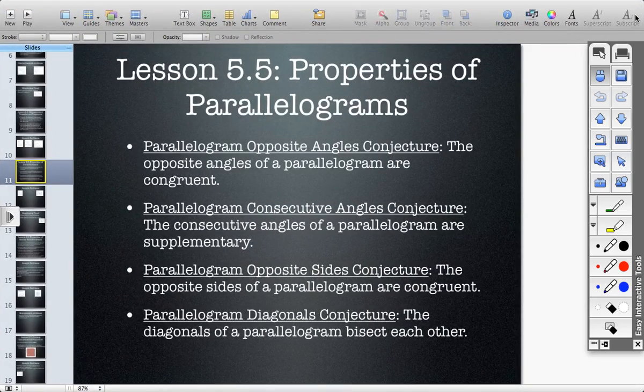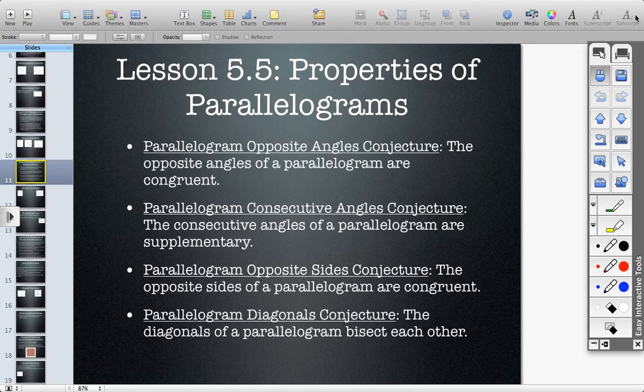Right, so we are going to continue with our summary for lesson 5.5, talking about properties of parallelograms. The conjectures we discovered in our investigation were the parallelogram opposite angles conjecture: the opposite angles of a parallelogram are congruent. The parallelogram consecutive angles conjecture: the consecutive angles of a parallelogram are supplementary. Parallelogram opposite sides conjecture: the opposite sides of a parallelogram are congruent.